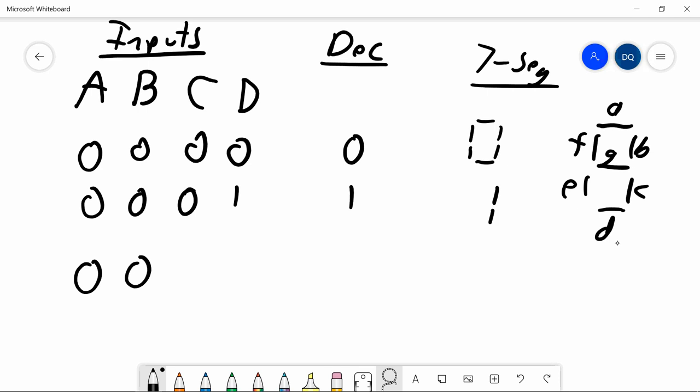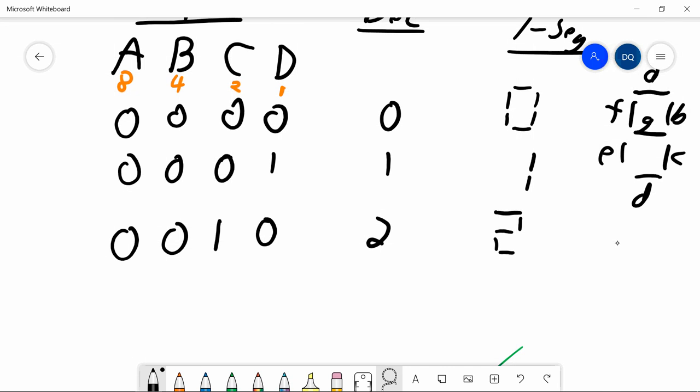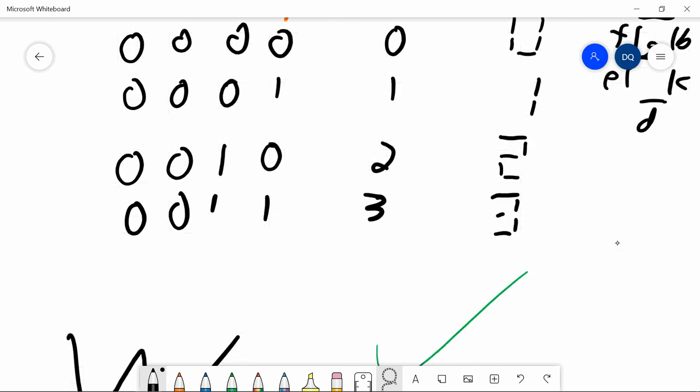Remember the number 2 in binary? These are the 1s, these are the 2s, these are the 4s, and these are the 8s. So the number 2, we have a 2, and no 1s, that gives us a 2. And a 2 is going to look like this. So these segments are going to come on. Okay, I'm going to do this a little bit quicker, because I'm sure you're getting bored listening to this. That's a 3.